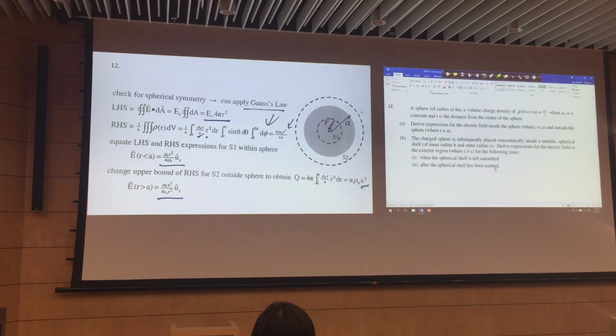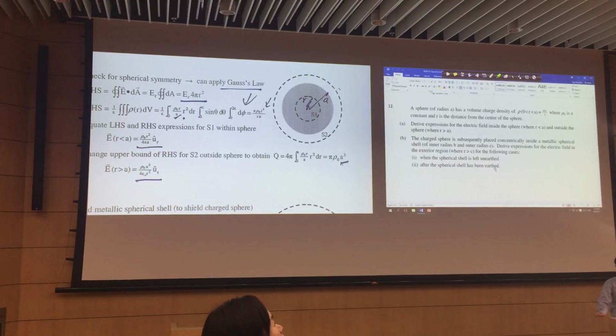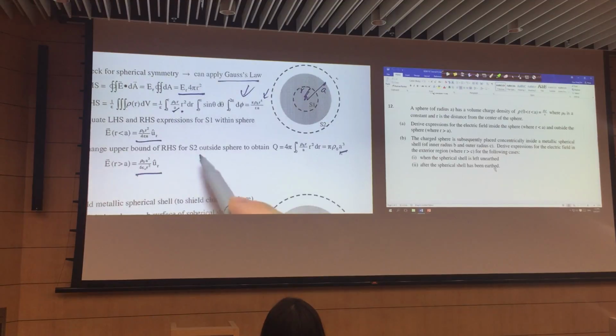One case is where this is connected to the ground plane. Then the enclosed charge is zero, meaning the outside electric field will be equal to 0. If it is ungrounded, then you need to look at the total charge enclosed. What is the total charge? It should be the same as before, the same as this.